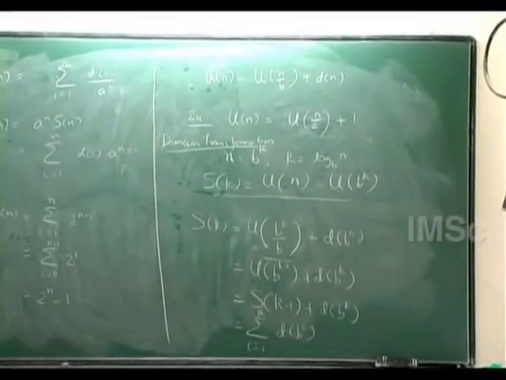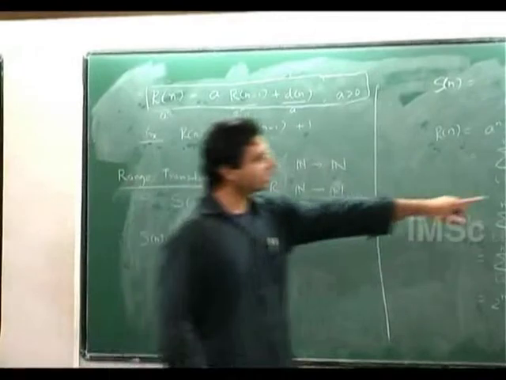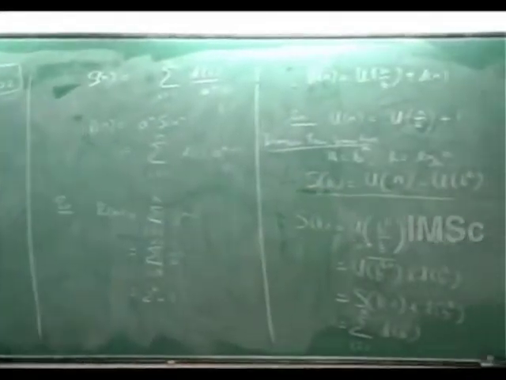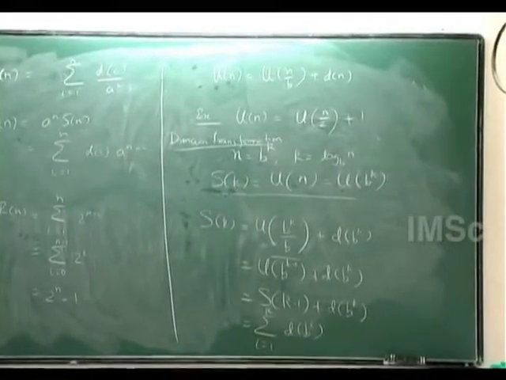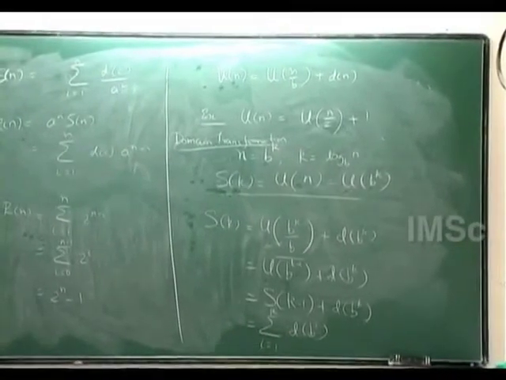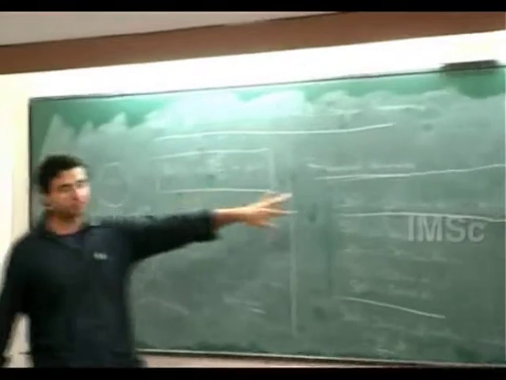So this was the range transformation. Here the domain, the variable remains the same, n. Here the variable changes from n to k. And the claim is using these two transformations, either transforming the range or transforming the domain, you can reduce this general recurrence to the fundamental recurrence.